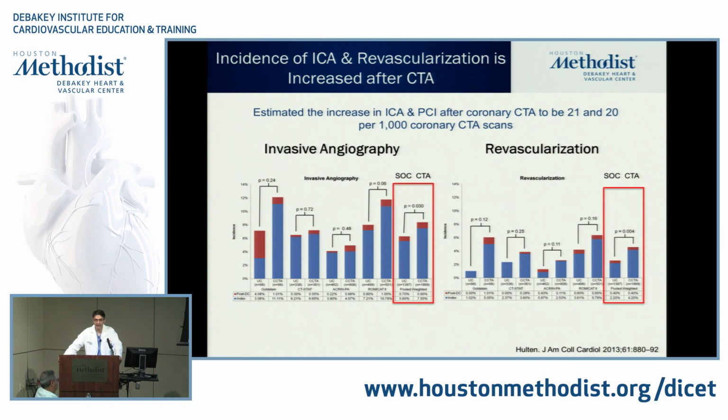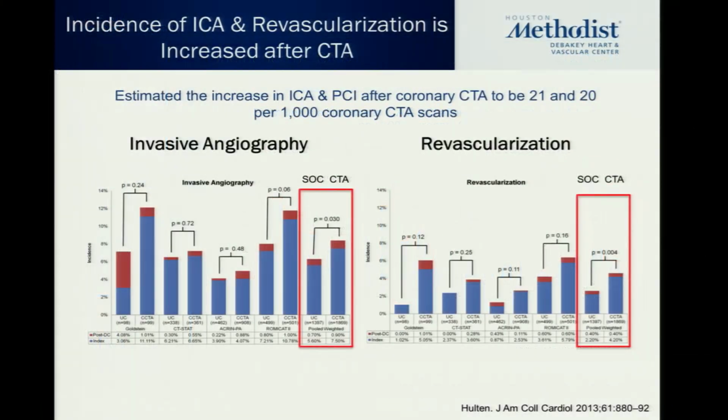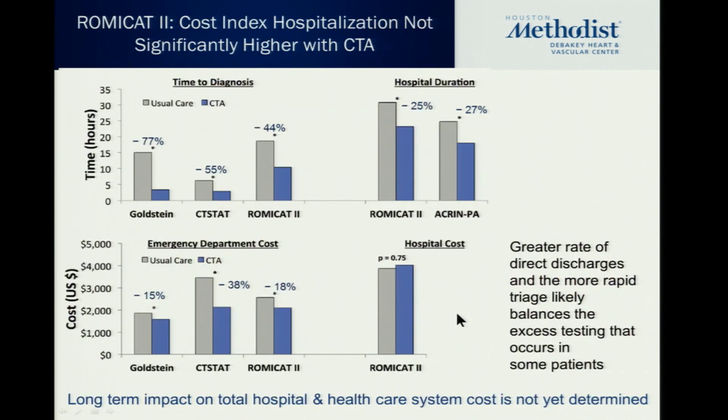Now, this is debated. Some studies show it, some studies don't. This is just a pooled analysis of all of them, so take it for what you may. It means most studies seem to suggest there was an increase. They said that on the order of about 20 extra patients per 1,000 will be going to the cath lab.